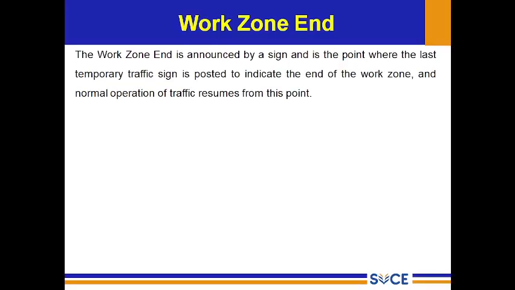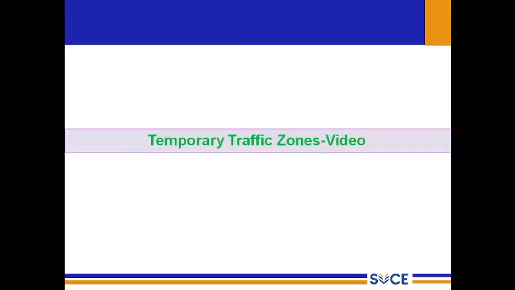Generally in a work zone there is a speed reduction due to the lane reduction and all. After this work zone end, the traffic can move at normal speed. So this is one of the important signboards which must be kept at the end of the work zone. In another video, we are going to see about the temporary traffic control zone, continuing after this lecture.